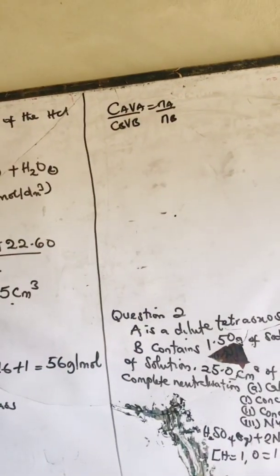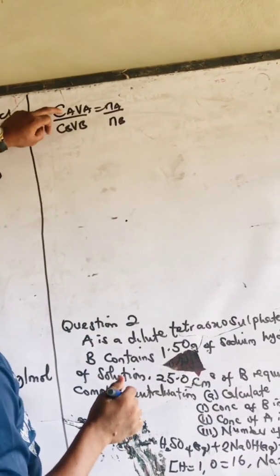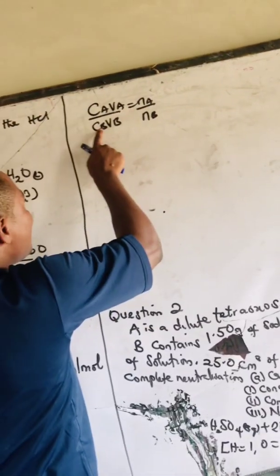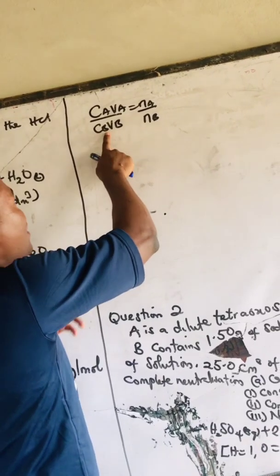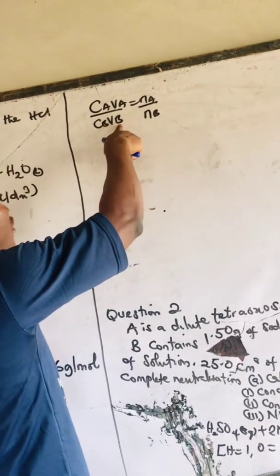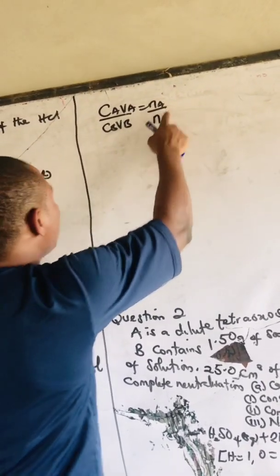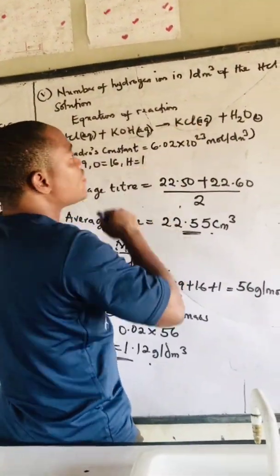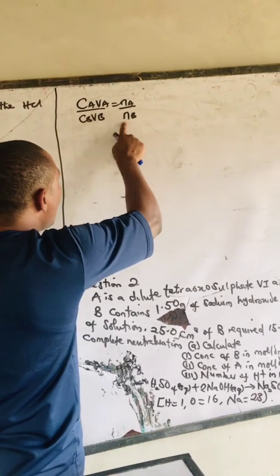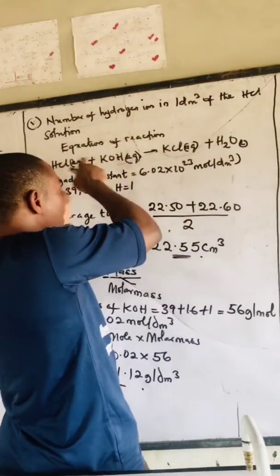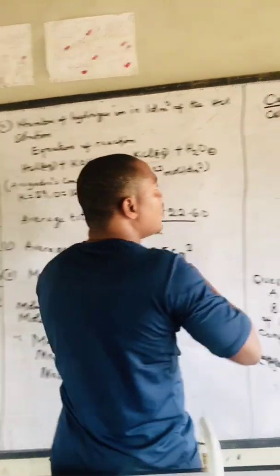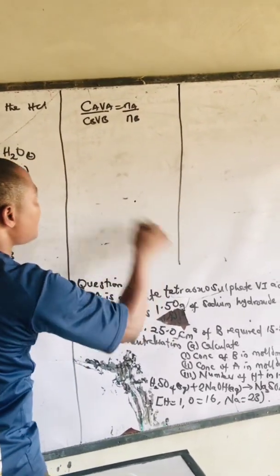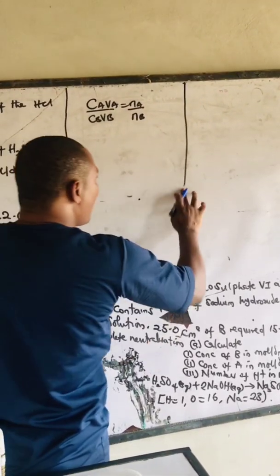What is our Ca? Our Ca is the concentration of acid, our Va is the volume of acid, our Cb is the concentration of base, our Vb is the volume of base, and our Na is the number of moles of the acid that can be gotten from the equation of reaction they gave us, and our number of moles of base can also be gotten from the equation of the reaction they gave us. So we can have this like this. Let's get all the parameters before we start.